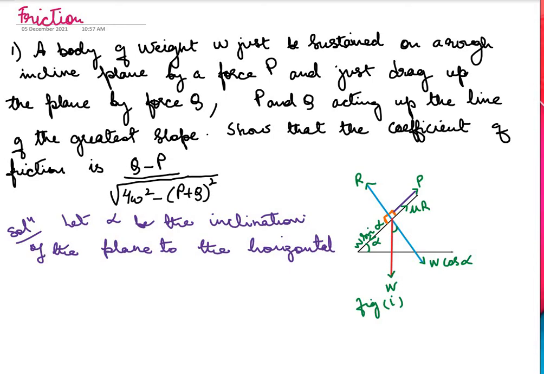Now, based on figure 1, case 1, a force P, which just supports this body, is acting along the direction of the inclined plane and supports this body from moving down. In this case, the body has a tendency to move downwards, so the force of friction mu R will act upwards, as in figure 1, case 1.